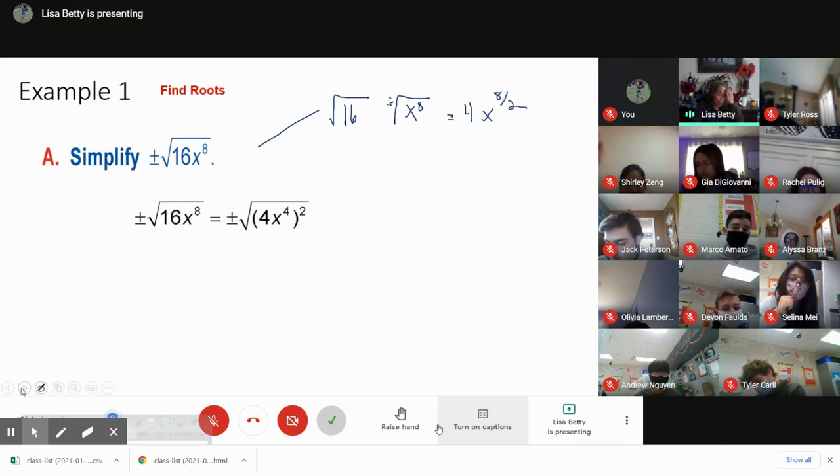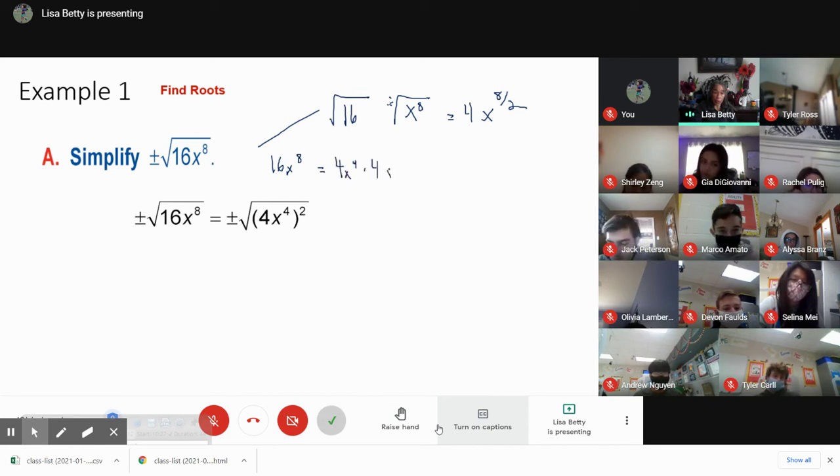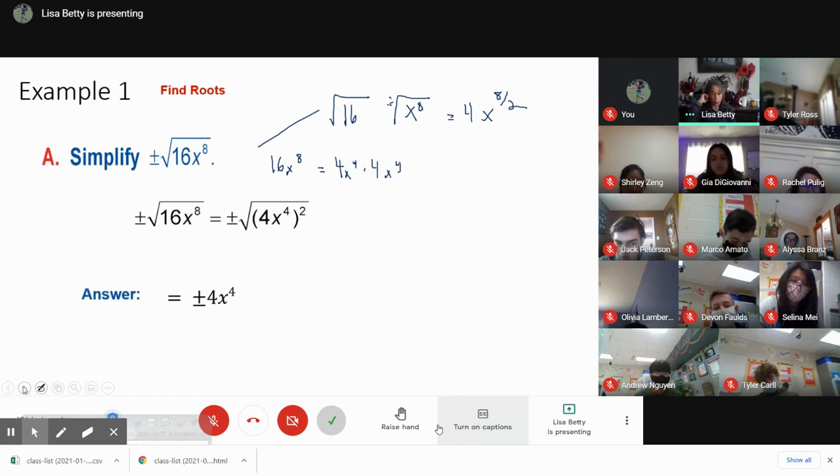Another way to think about this is to be clear on the fact that 16x to the 8th really equals 4x to the 4th times 4x to the 4th, or 4x to the 4th squared. And then the square root of anything squared is itself. So you think about it whatever way makes you get the right answer. All right, so that's your answer. Don't forget there was a positive or negative on the beginning.